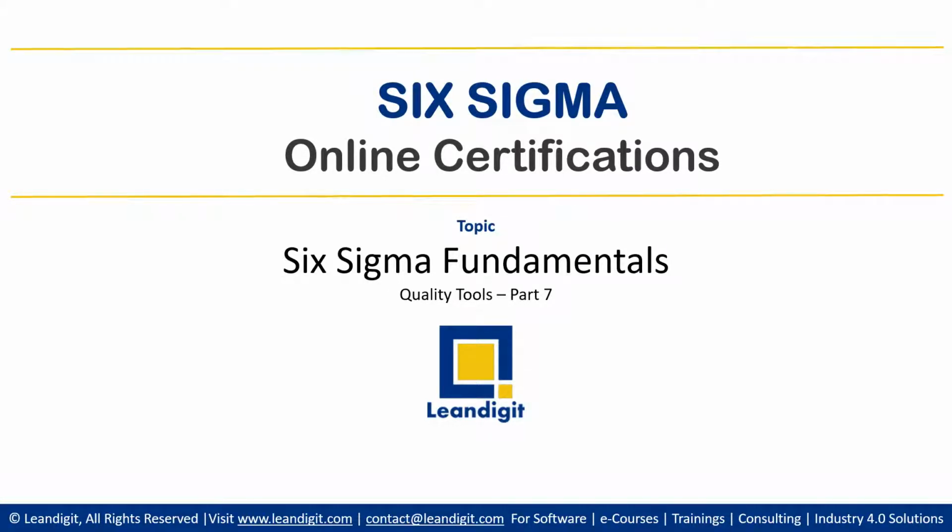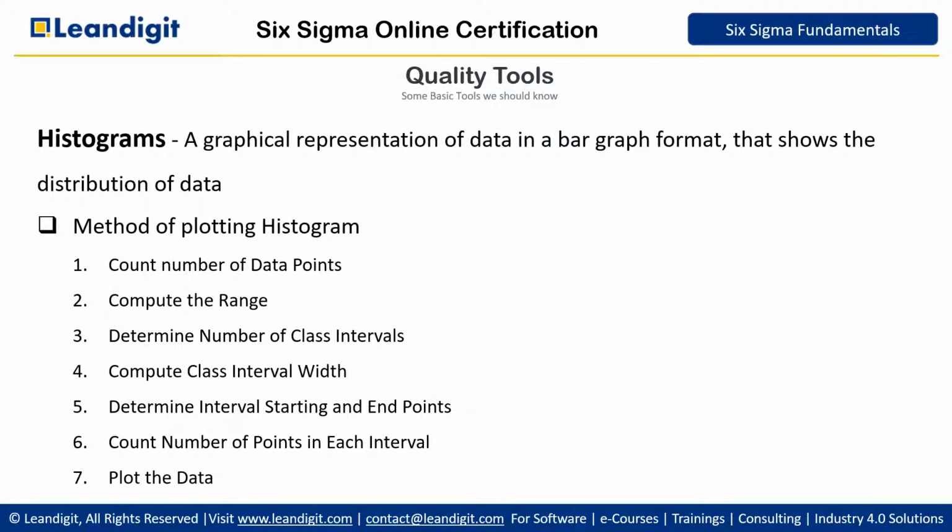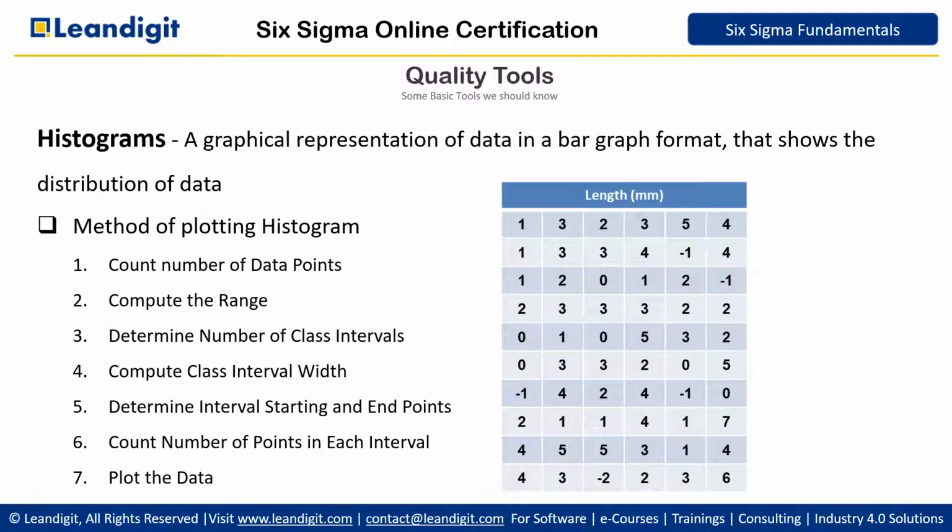We are on the topic Six Sigma Fundamentals, Quality Tools, Part 7. In this video, we will learn how to make a histogram, how to interpret a histogram, and also how to use a statistical tool called Minitab for making histograms and interpreting them. So, how to plot a histogram manually?